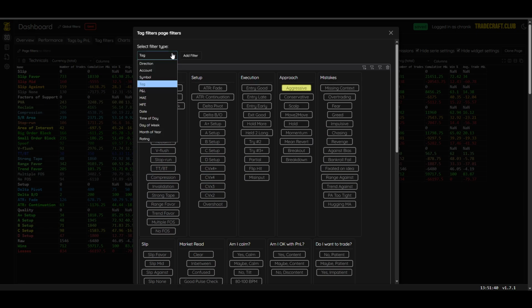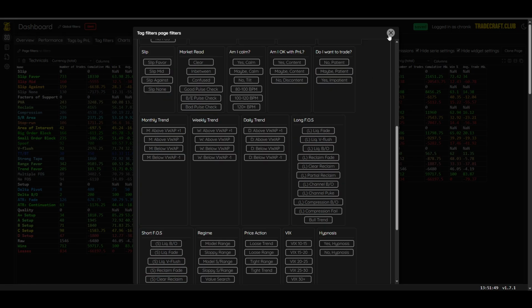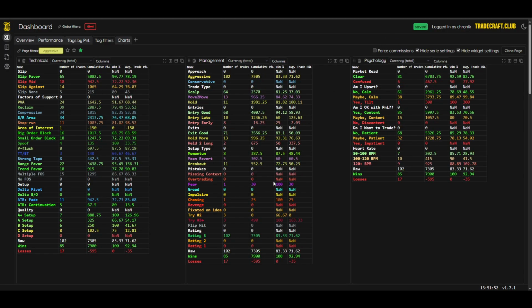Fewer retries, fixated on an idea, impulsive. Didn't see a pattern, not gathering information. We can see that confused, 9 of them, cost 12 grand. So half of this problem was being confused. The other half was being in between confused and clear.